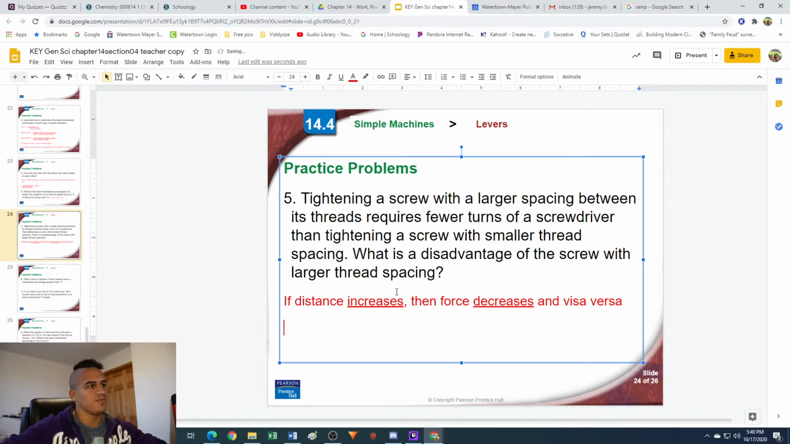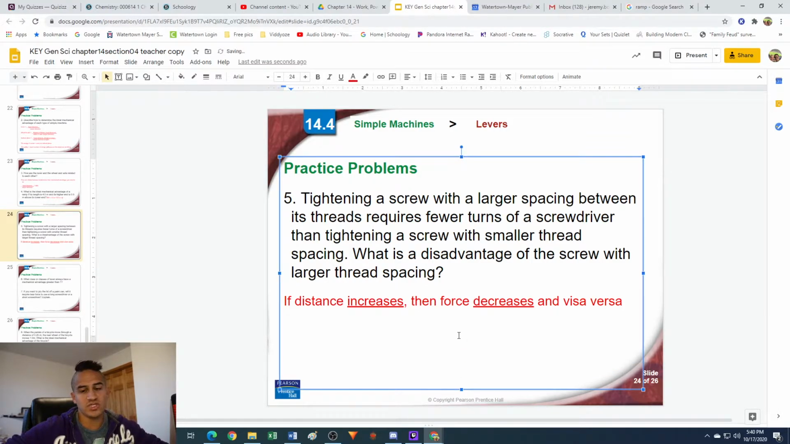So in this problem, they are telling us that we have a screw with larger spacing. And it says that will require fewer turns. So larger spacing, fewer turns, that means our distance is going down. Okay, it is decreasing our distance. The disadvantage of that then is that the amount of force we need to use is going to be larger. So it will be more difficult to turn a screw with threads that are further apart because we will need to use more force every single time we turn our screwdriver.